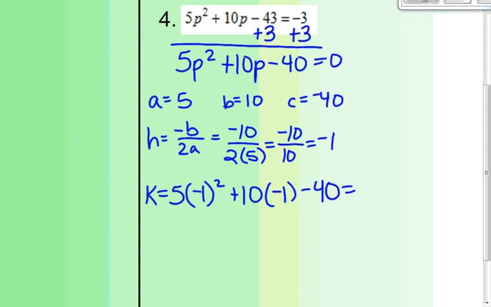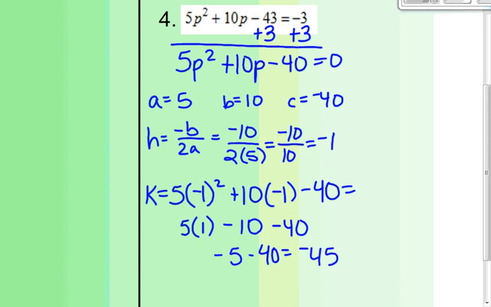I know that -1 squared is a +1, so this is really 5 times 1, and then 10 times -1 is -10 minus 40. So 5 times 1 is 5. 5 minus 10 is -5 minus 40, which gives me, whoops, that should be 40. So -5 minus 40 gives me -45.